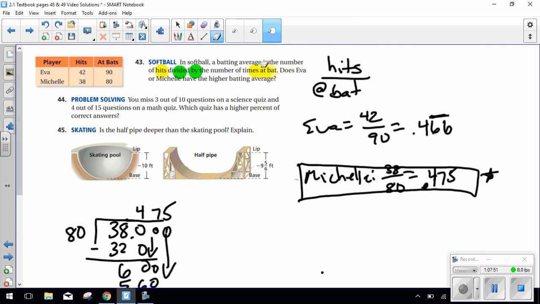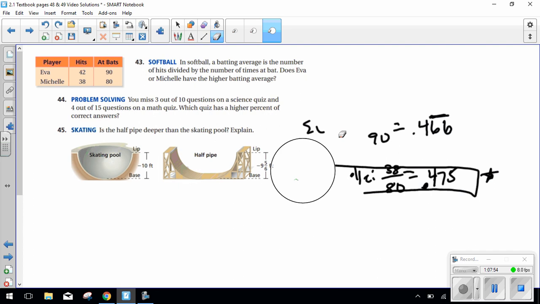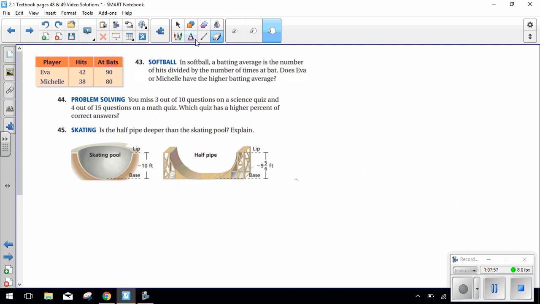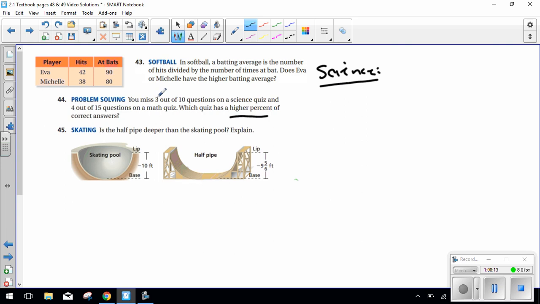So let's just clean this board up a little bit. Okay, number 44. You missed 3 out of 10 questions on a science quiz. Okay, and 4 out of 15 questions on a math quiz. Who has a higher percent of correct answers? So if you got 3 wrong out of 10, that means you got 7 right out of 10, because 10 minus 3 is 7. So if I times both of these by 10, that gives me 70 out of 100. So your grade is a 70% for science.